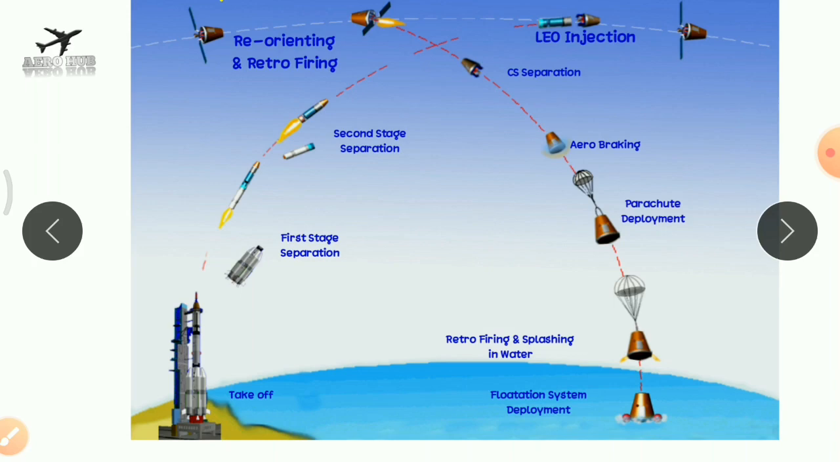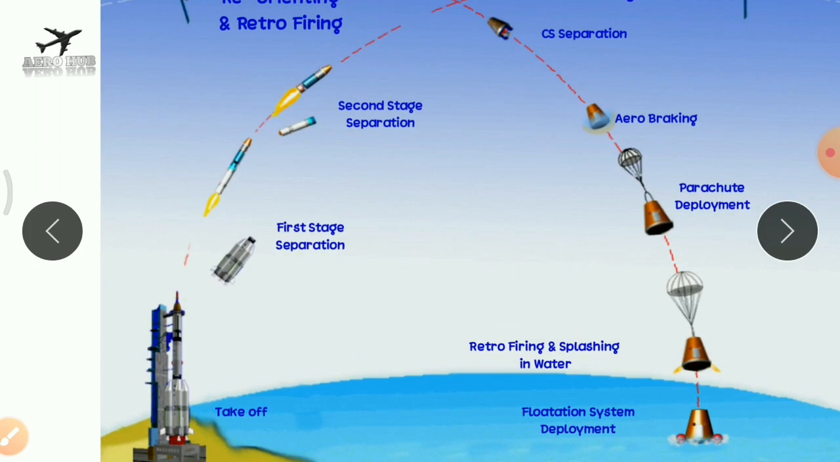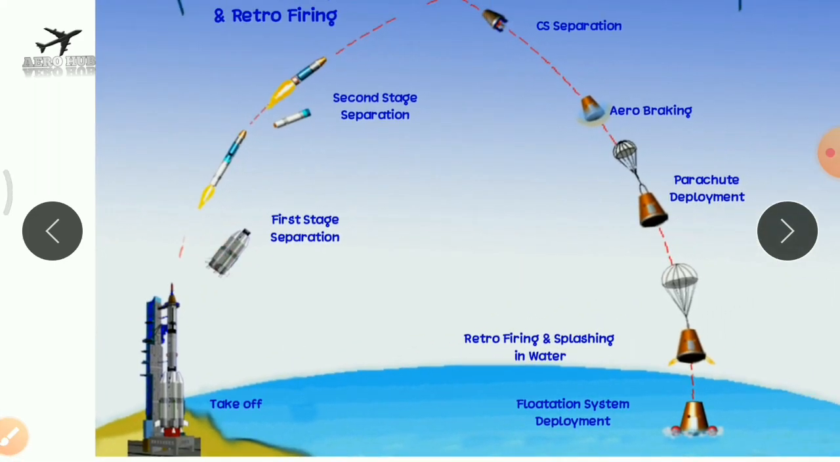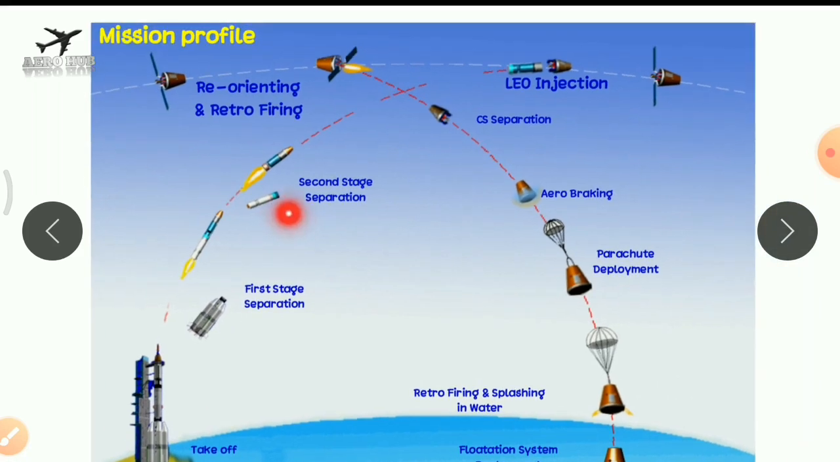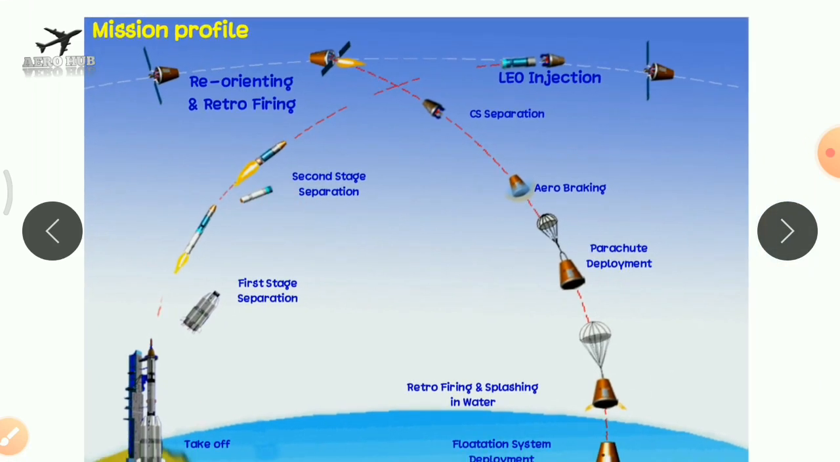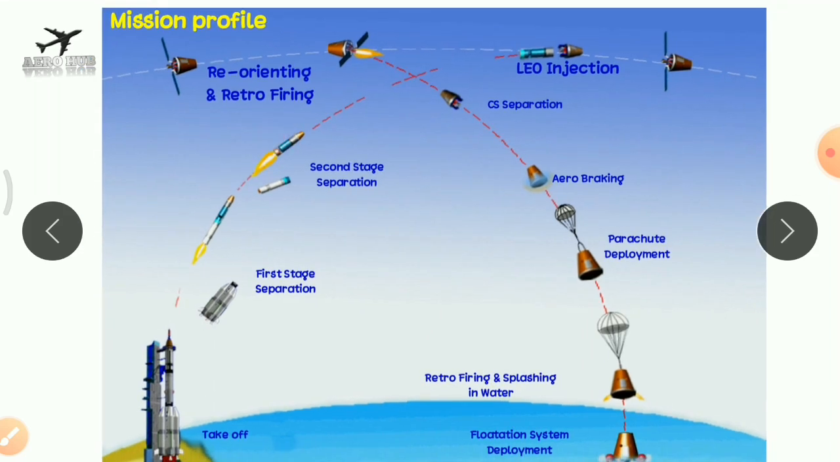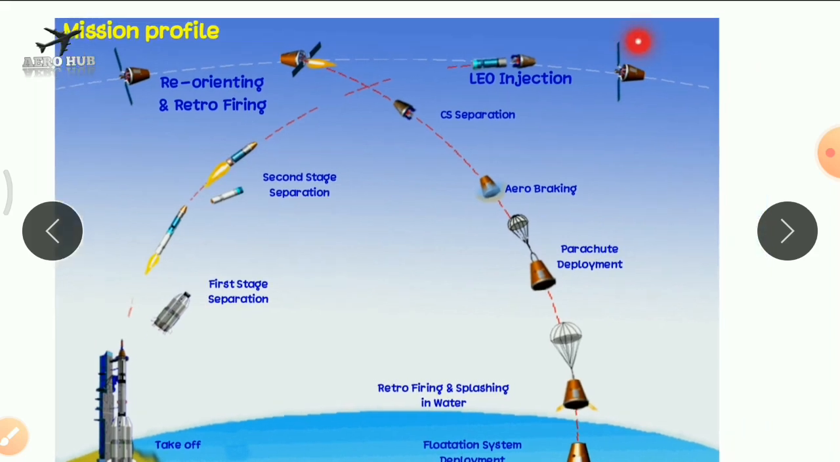Now, after reaching a certain height, the strap-on boosters will be discarded from the launch vehicle or the main body. After some time, there will be the separation of the first stage of the launch vehicle. Mostly the first stage of a launch vehicle will be a liquid rocket propulsion, for easy control of the thrust. After reaching a certain altitude, it will go for the second stage separation, and after reaching the low earth orbit, it will inject the satellite into the orbit.